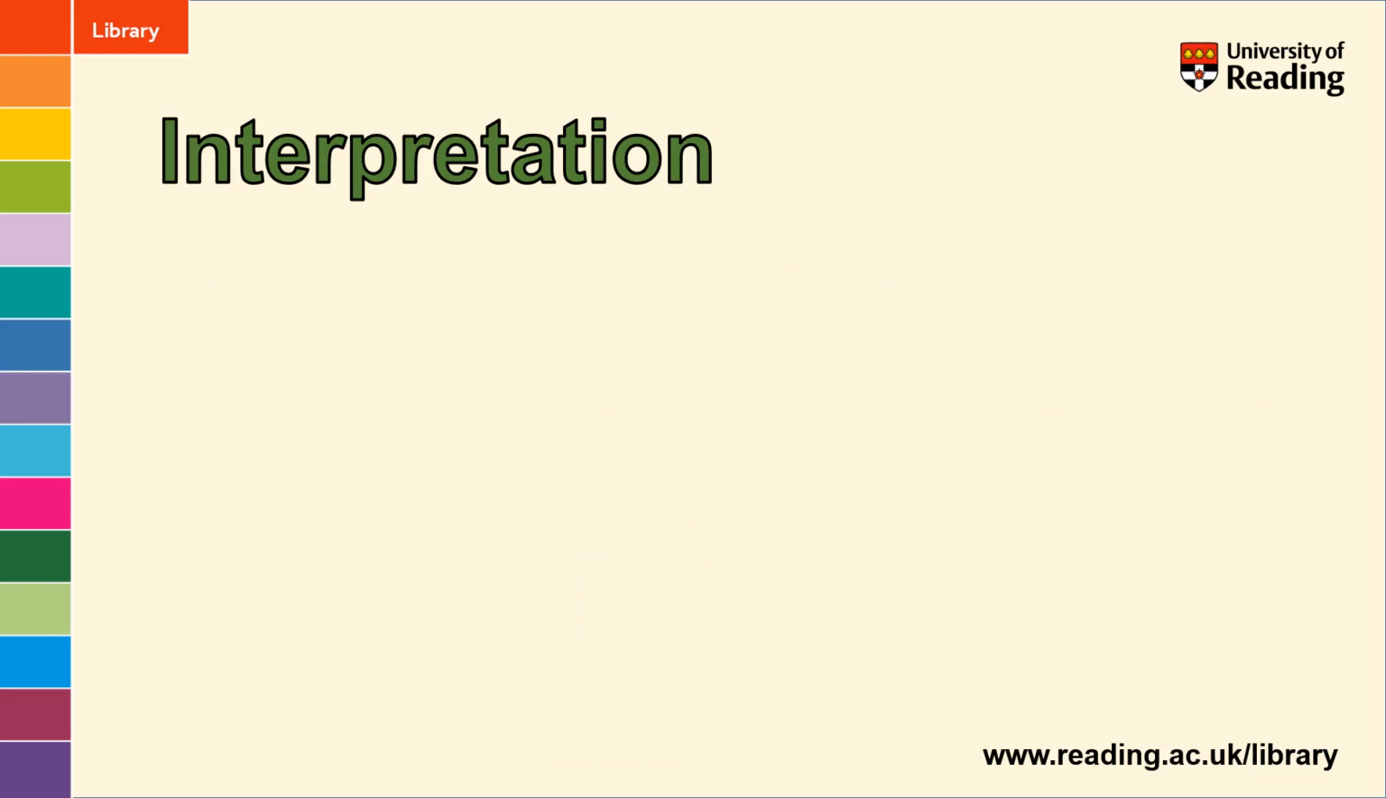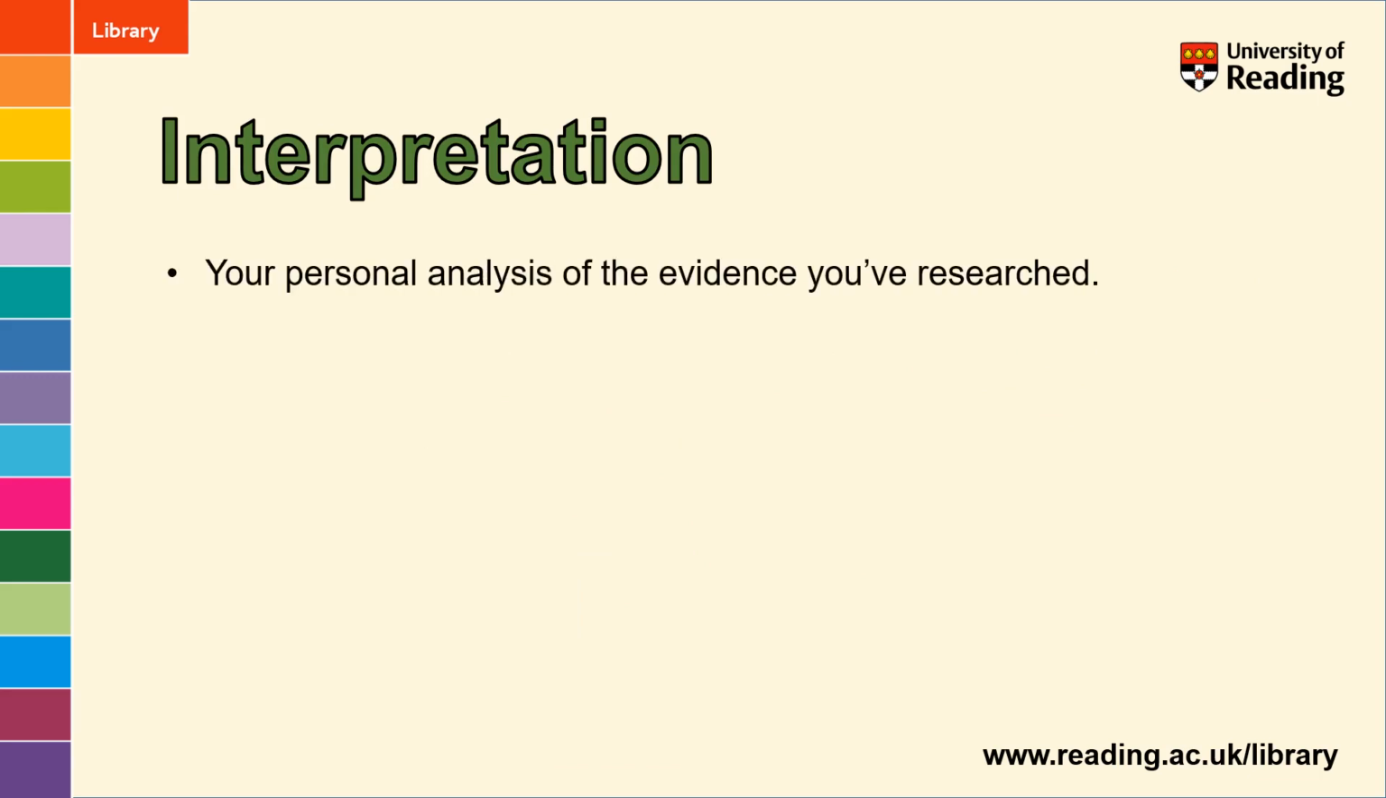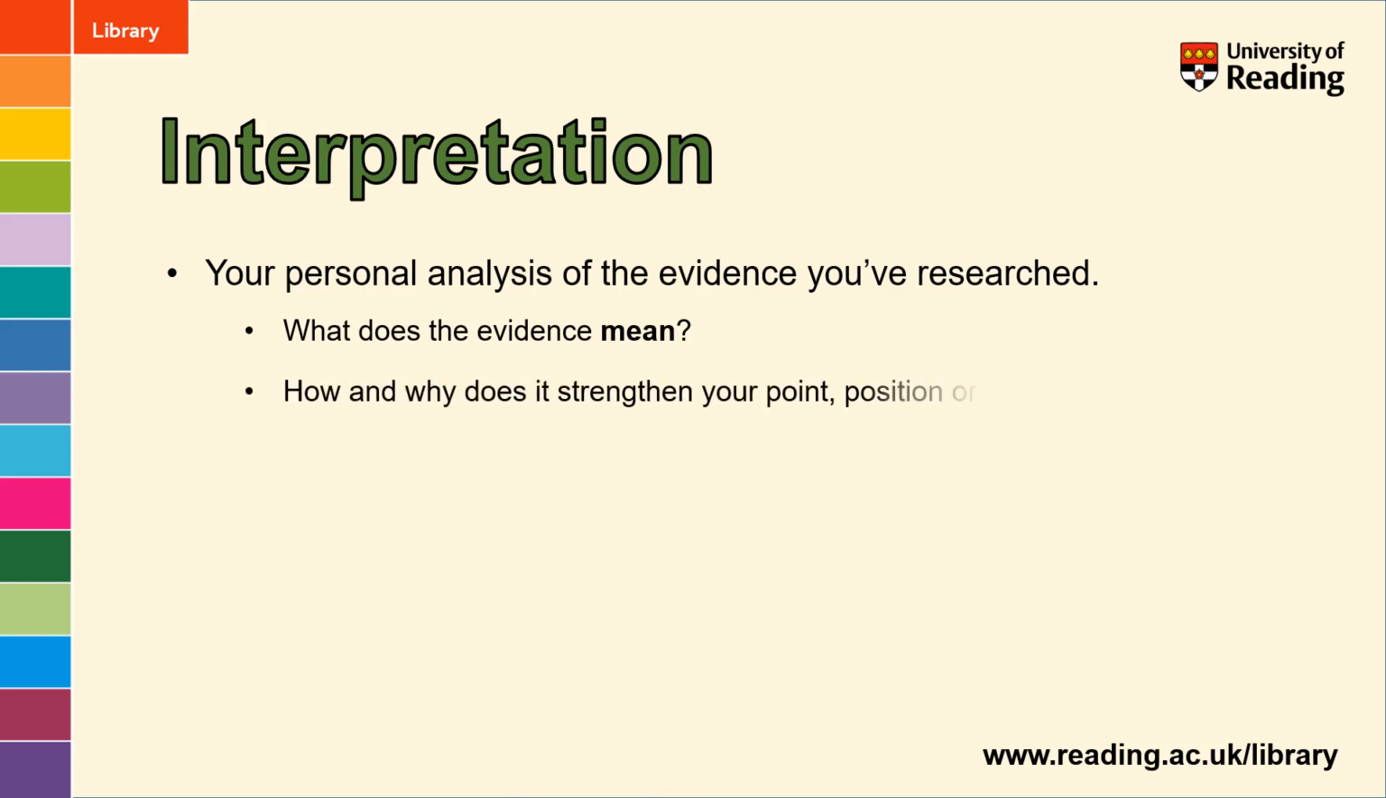To avoid this, we include the I section of our PEIL paragraph, or the interpretation. Here we can ask questions and propose personal theories or hypotheses that are justified by the findings of our evidence and research. What does the evidence mean? How and why does it strengthen our point?